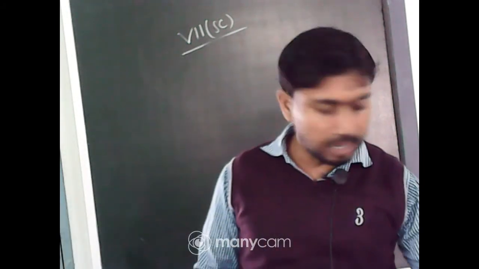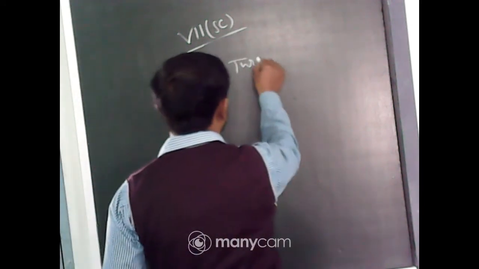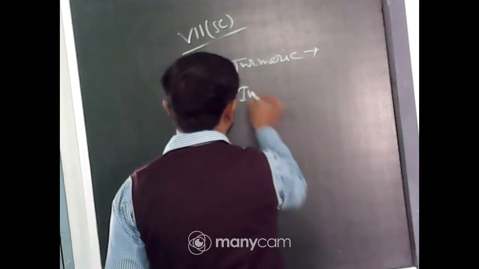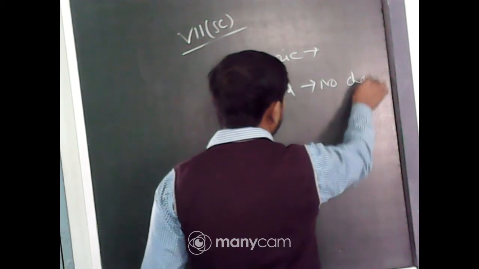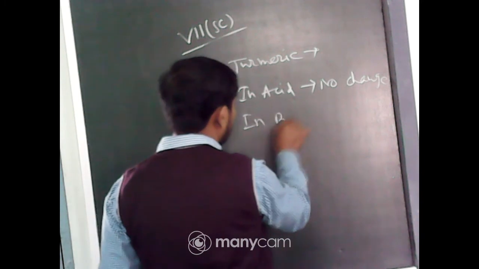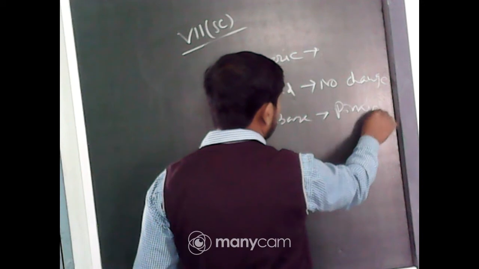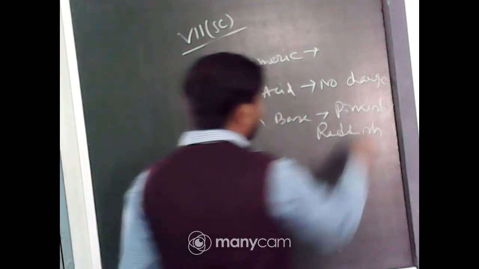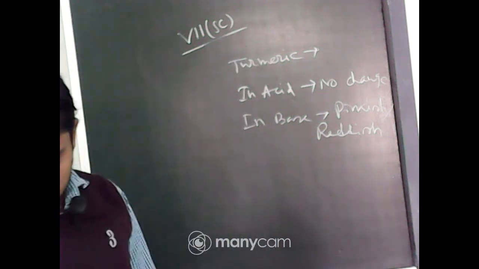Acid no change, base pink, yes, correct. So, turmeric in acid shows no change, or its natural color, that is yellow. In base it is pinkish or reddish. Clear? Okay. Next question.